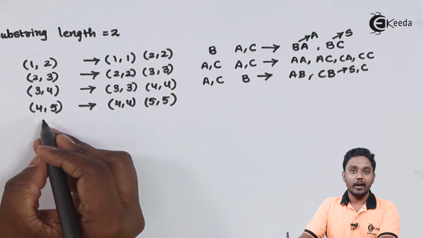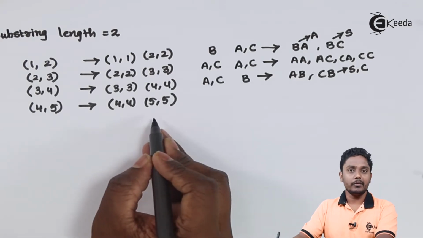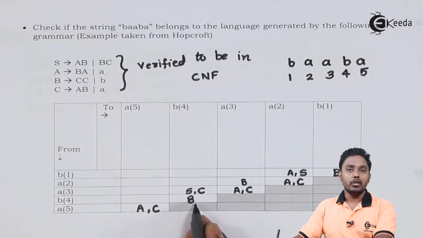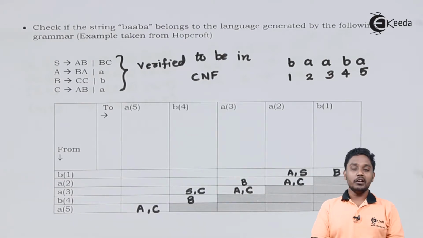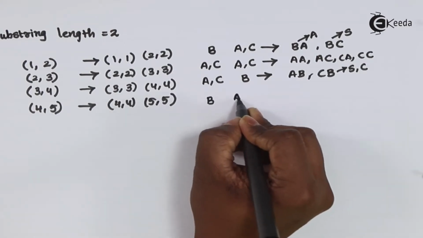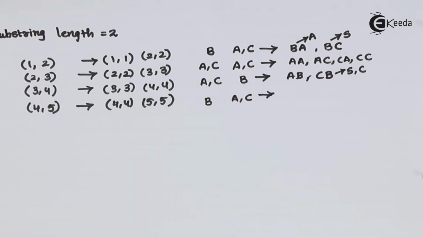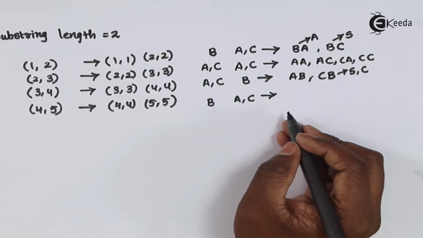Let us see the next string now. The string is 4 5. It would be concatenation of 4 4 followed by 5 5. Let us see the productions for 4 4 and 5 5. 4 4 is produced using B. 5 5 is produced using A or C. Let us write this information. Let us do the concatenation. B concatenated with A or C gives us BA or BC.